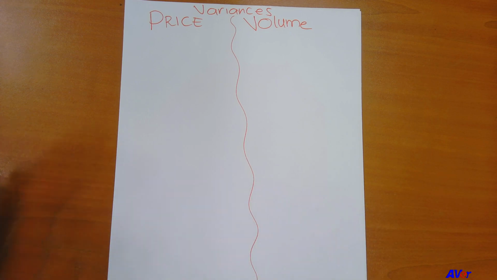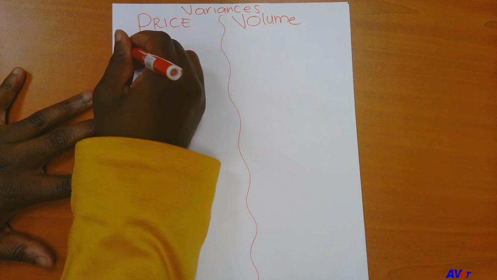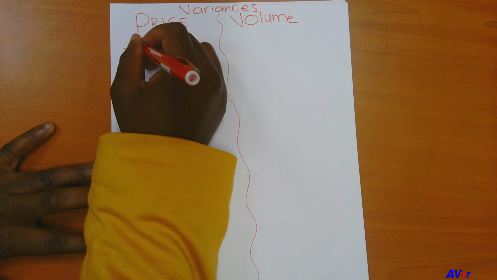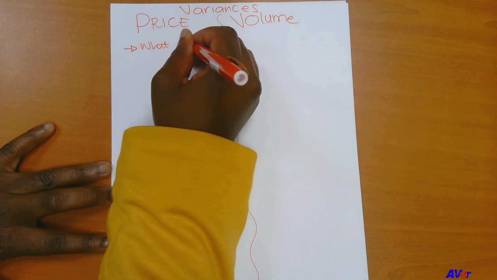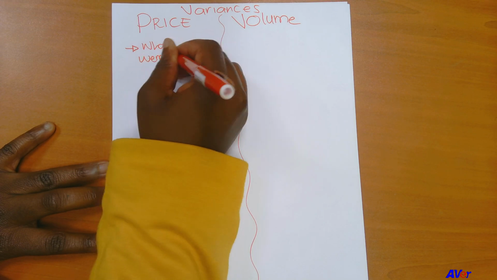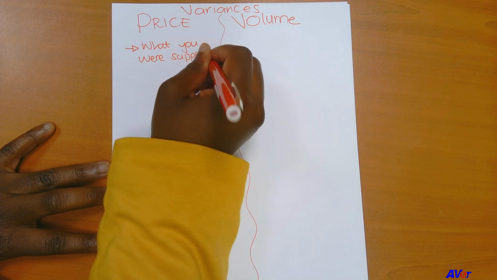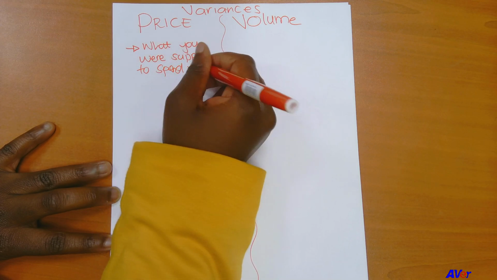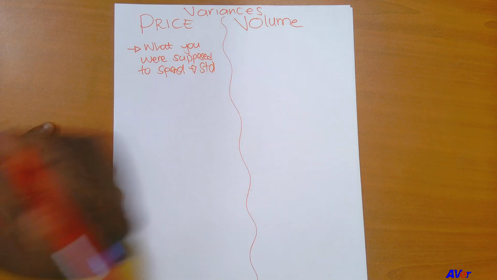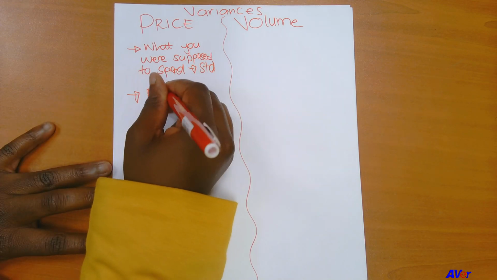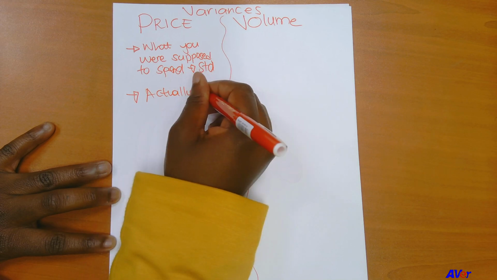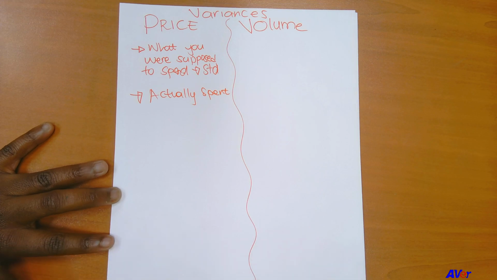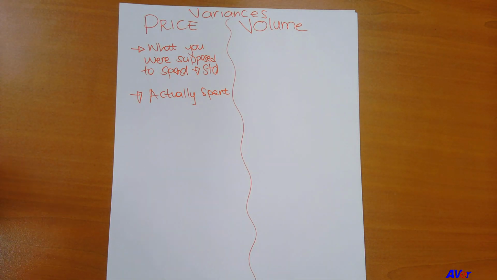As a start, a price variance would arise from the difference between what you were supposed to spend, which is actually your standard, and what you actually spent for a unit.